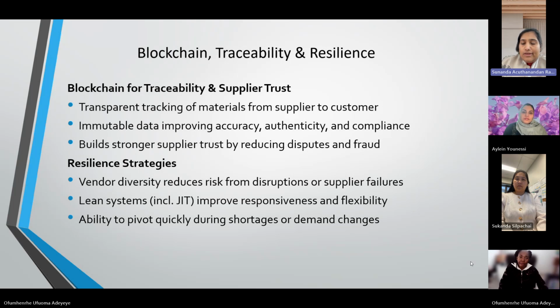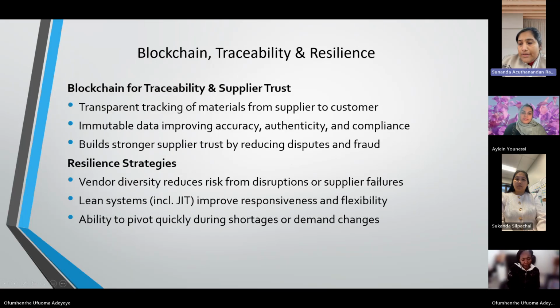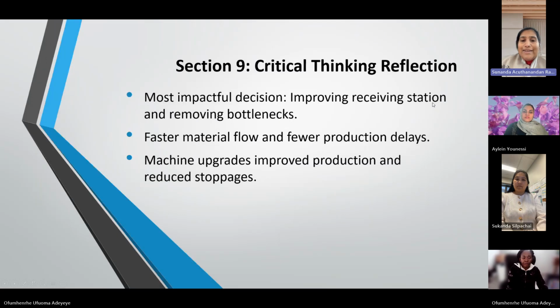And looking into the lean systems, including JIT, also contributed to resilience by improving responsiveness and reducing our bottlenecks. This ability to quickly adjust the production and to match new contracts and material availability made the supply chain more adaptable. And overall, combining these three strategies, our supply chain was stable, ethical, and efficient throughout the modules that we worked on. I'm done with my blockchain and traceability resilience here, and I'm handing over to Eileen for the next slide.